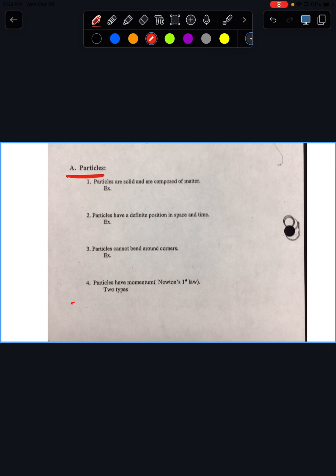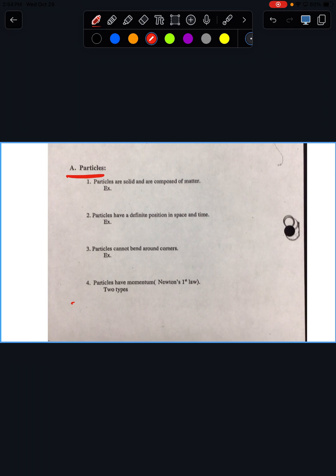So, Michael, does this have matter? Okay, then it's a particle. Does my cup have matter? Then it's a particle. My voice. No, I don't know. Can you touch my voice? No. So then it's a wave. All particles are solid and composed of matter.